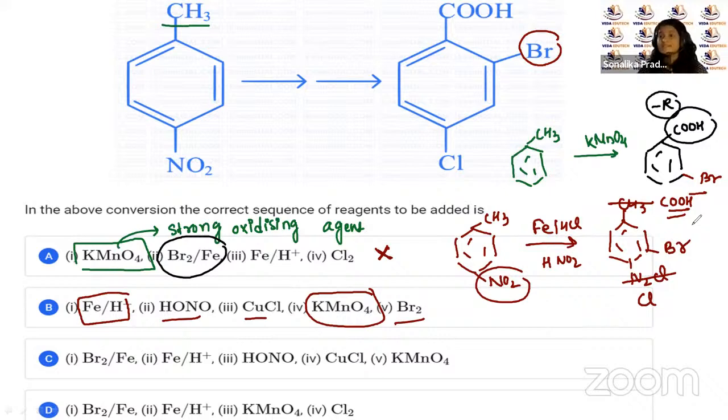Everything was fine. Just what happened? If we would have reversed these things somehow, then things could have worked out. But here bromine is going to be in second position. So that's why this is also going to be wrong. This is also going to be wrong. Right? Okay. Let us look at the third one.